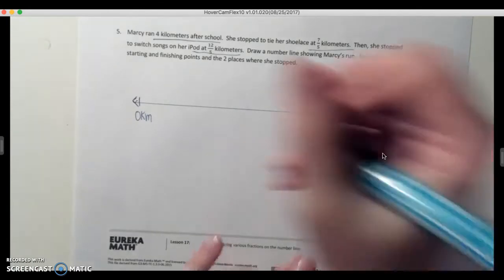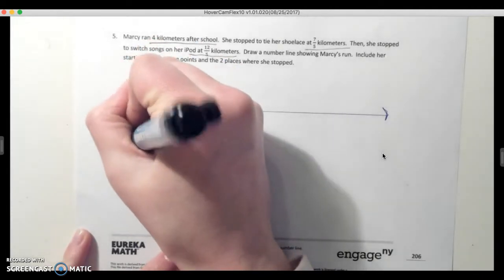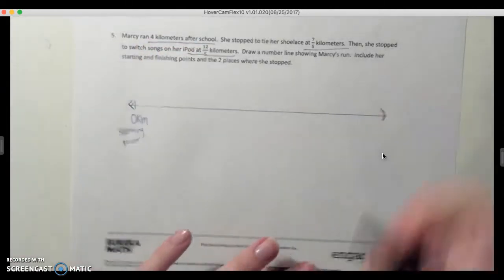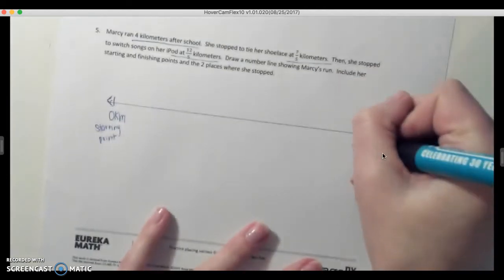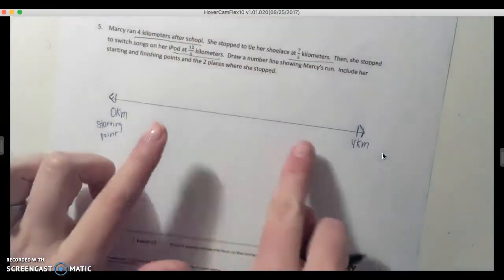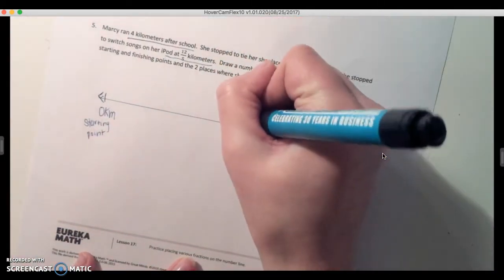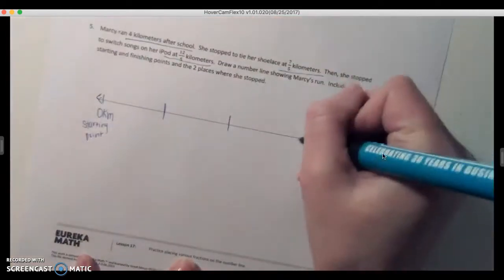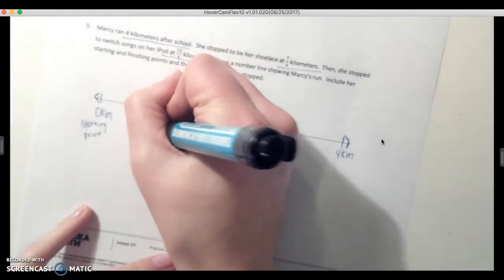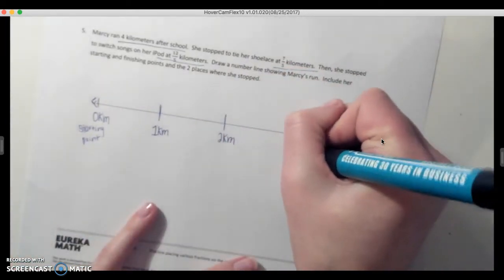Okay, so my starting point is 0 kilometers. I'm going to write that. Starting point. All right, and then I finish at 4 kilometers. So I'm going to write 4 kilometers down here. And then I'll make sure I do my 1, 2, and 3 kilometers. So I'll split this into fourths. Okay, so this is my 1 kilometer, 2 kilometers, 3 kilometers.